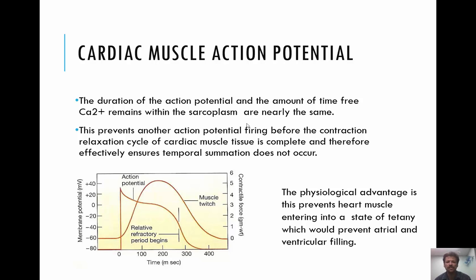Now, tetany occurs if a second action potential arrives at the muscle tissue while that muscle tissue is still undergoing a state of contraction, and it produces more contraction in the muscle tissue. In skeletal muscle, that leads to increased force of contraction. But if pushed to the limit, it can result in skeletal muscle undergoing a state of sustained and prolonged contraction, which we would describe as tetany.